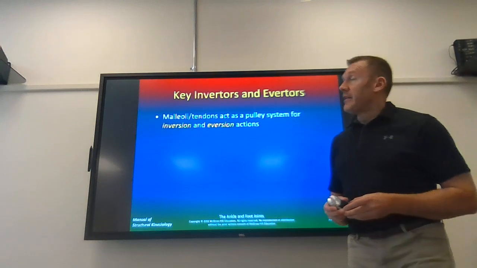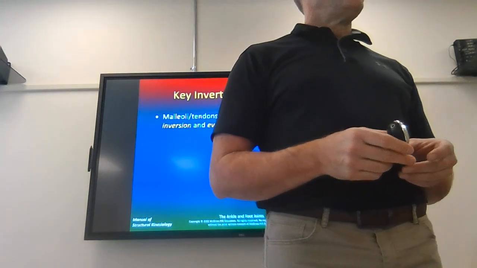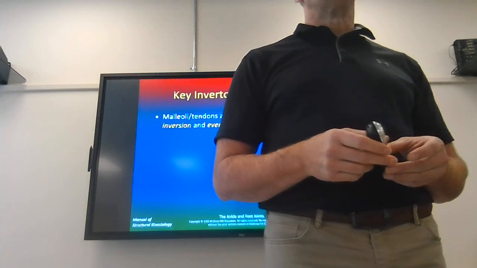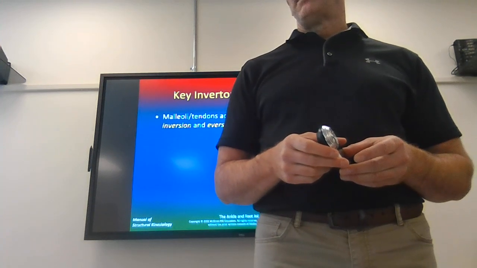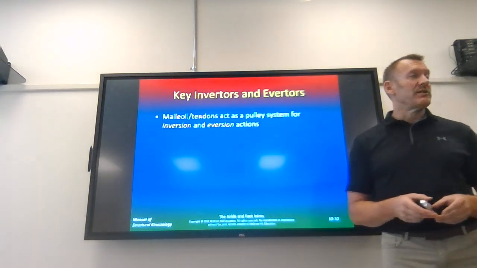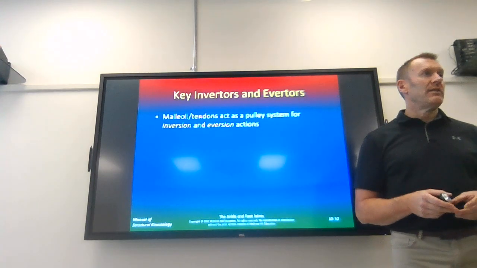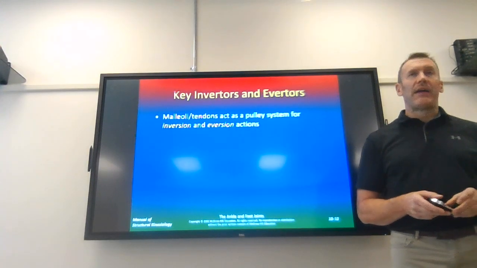So the malleoli act as pulleys for tendons that invert and evert the foot. So we're getting into some good test question material here. So there's two muscles that evert that run directly behind the lateral malleolus.